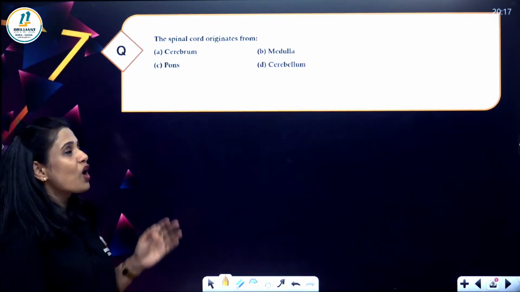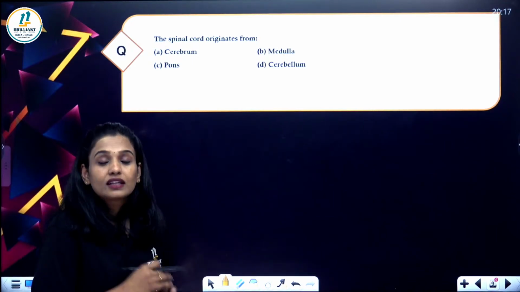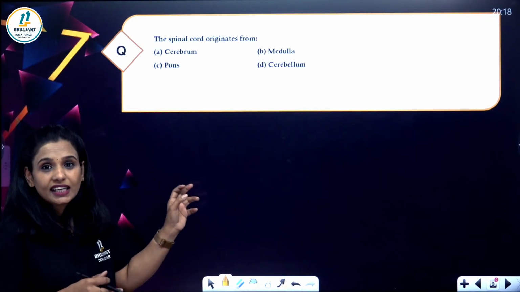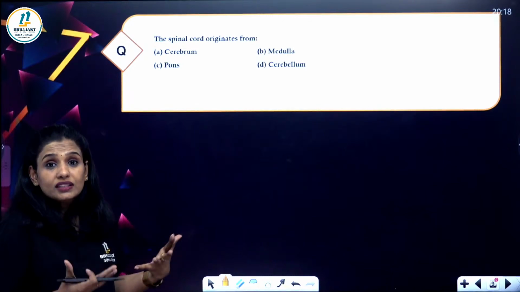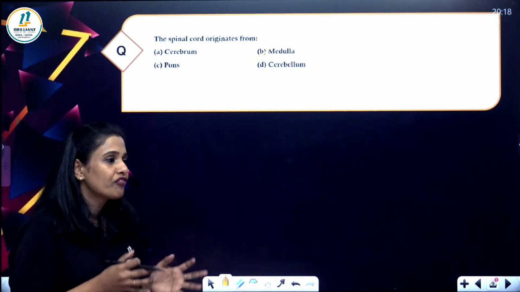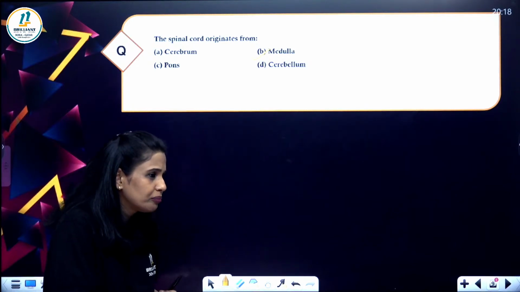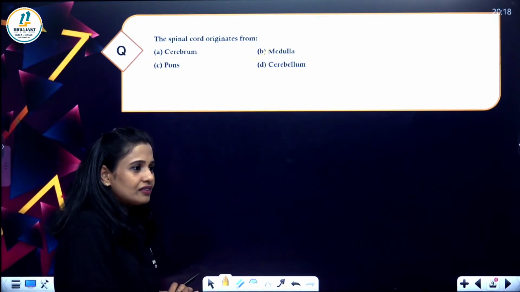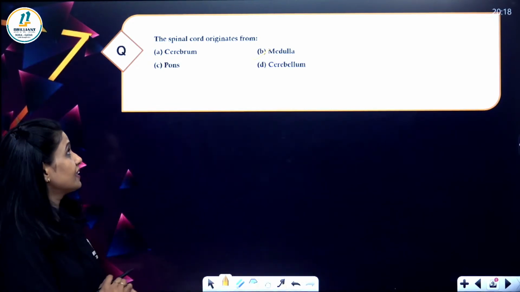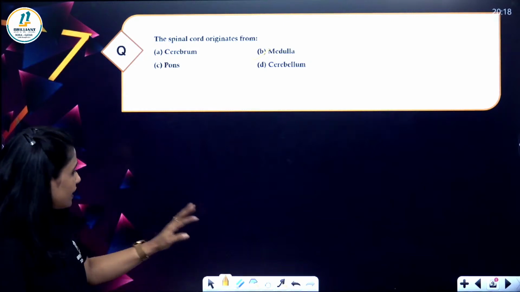The spinal cord originates from. The spinal cord is the continuation of our hindbrain. It is a direct question. It originates from the medulla of hindbrain. Option B. How many of you commented option B? Okay, Samir, very good. Option B is the correct one. The spinal cord originates from medulla. Now let's check the next question.